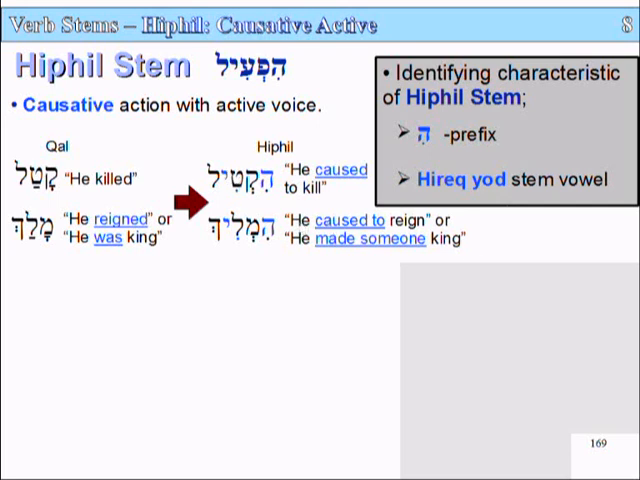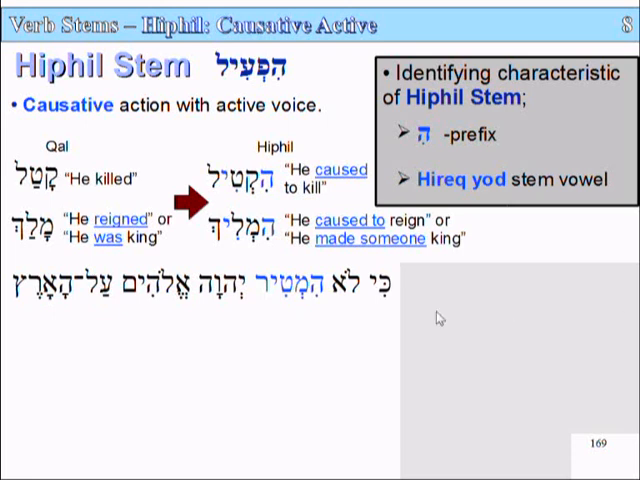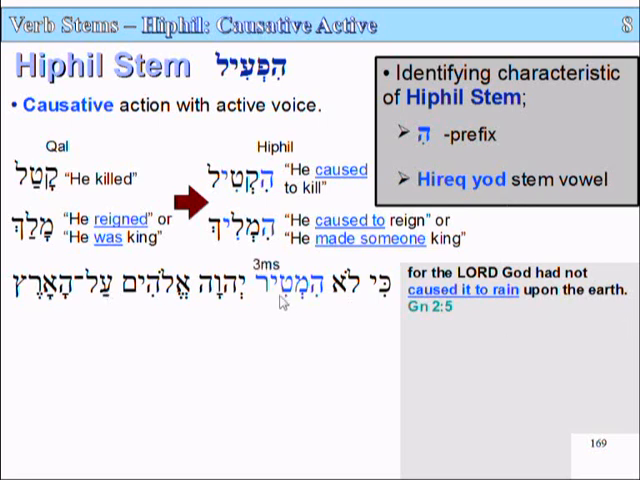So let's have a look at some examples. First one, Ki lo himtir Yahweh Elohim al haaretz. For not rained, caused to rain upon the earth. For the Lord God had not caused it to rain upon the earth. So himtir means caused it to rain. So it's a causative action.